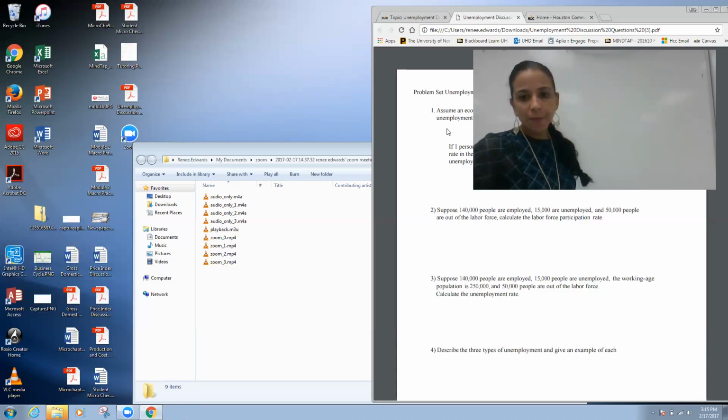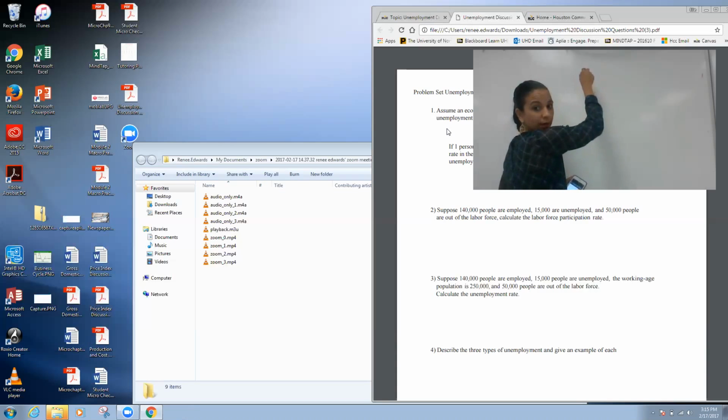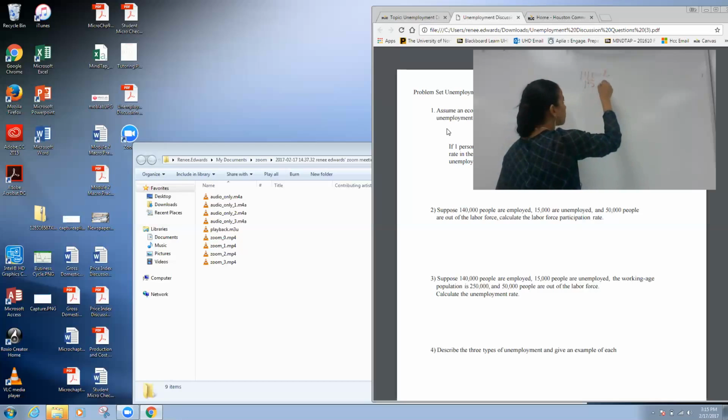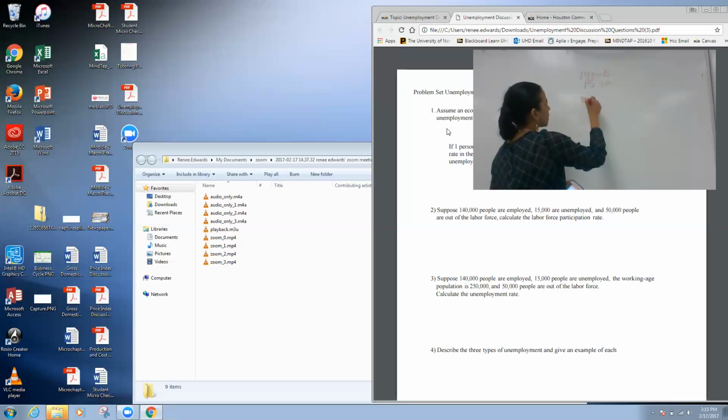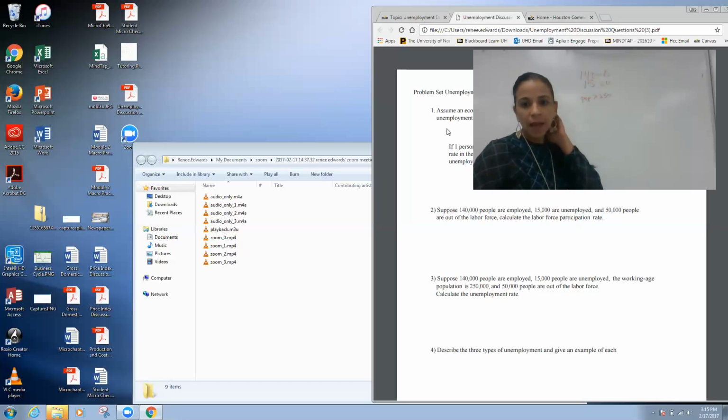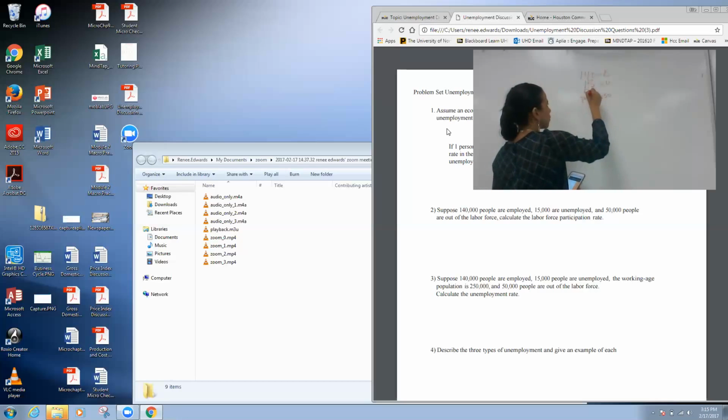All right. Number 3, suppose I have 140 people employed and 15 unemployed. So I have 140, which is my E, and I have 15, which is my U. And then the problem tells me that the working age population is 250, so now my pop is greater than 250. And 50,000 are what we consider not in the labor force, right?